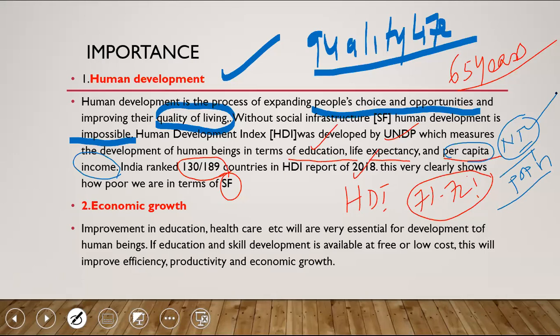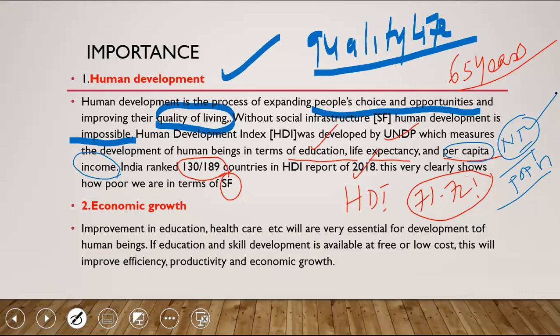I told you their infrastructure development is much, much ahead of India. And here, India got 130 rank out of 189. Look, 189 countries have participated, and almost every year the HDI report is coming. This is the comparatively latest report, the 2019 report. So India's rank is very, very poor.